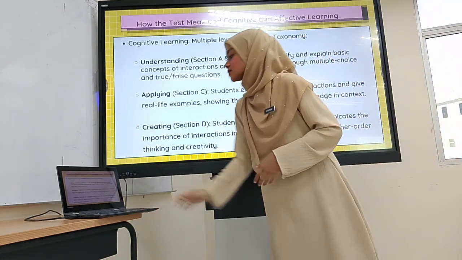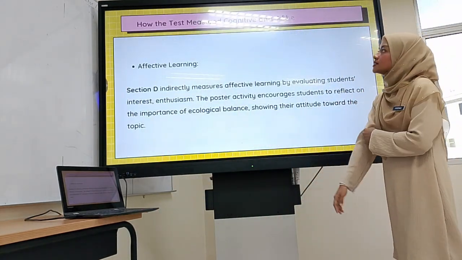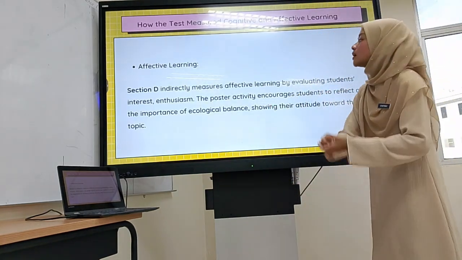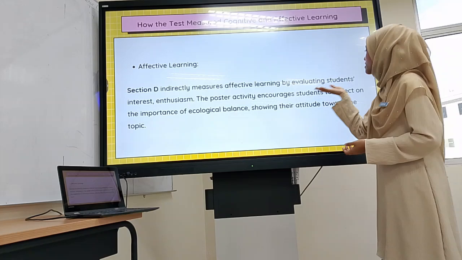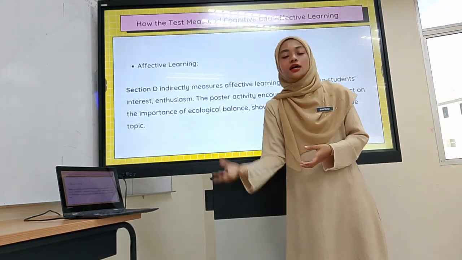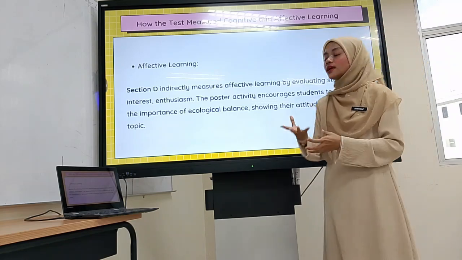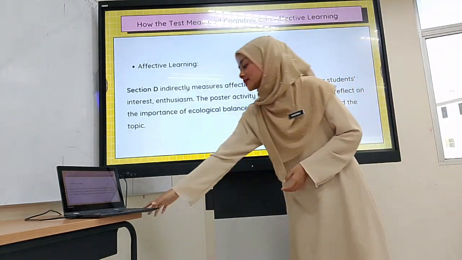Okay? So, how did the test measure affective learning? In section D, which is poster creating, we measure students by evaluating their interest and enthusiasm. Of course they have to create the poster, and they have to make sure that they create the poster with interest and enthusiasm.